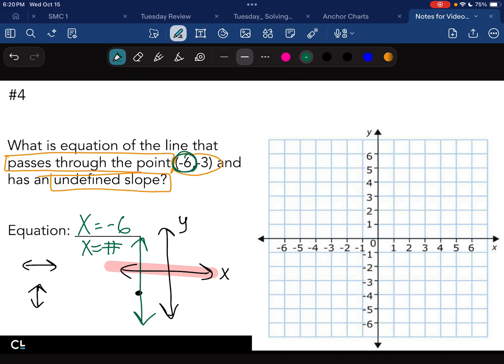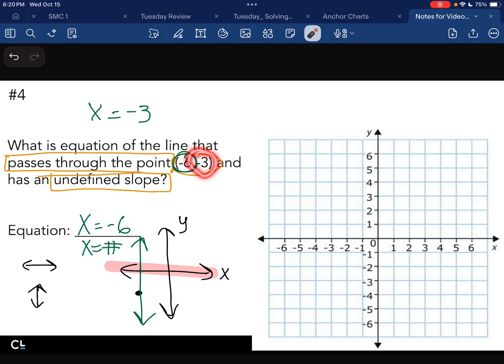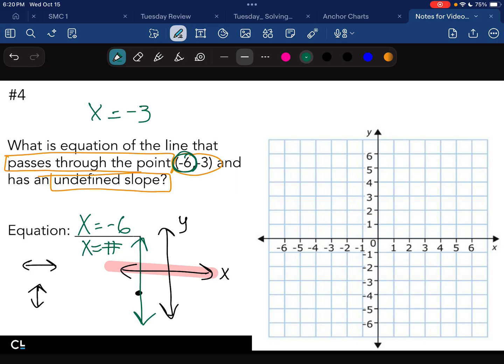So x equal -6. Now, sometimes they might try to trick you and say x equal -3. But that does not make sense because if I look at my point, my y value is -3. So this is wrong. Don't be distracted by this information. This would give me the wrong answer. And another way, if they give you a graph, use your graph. I know that it's -6, -3. Same process. Draw your undefined. That's when you have to look at those notes and what an undefined slope looks like, what a zero slope looks like.